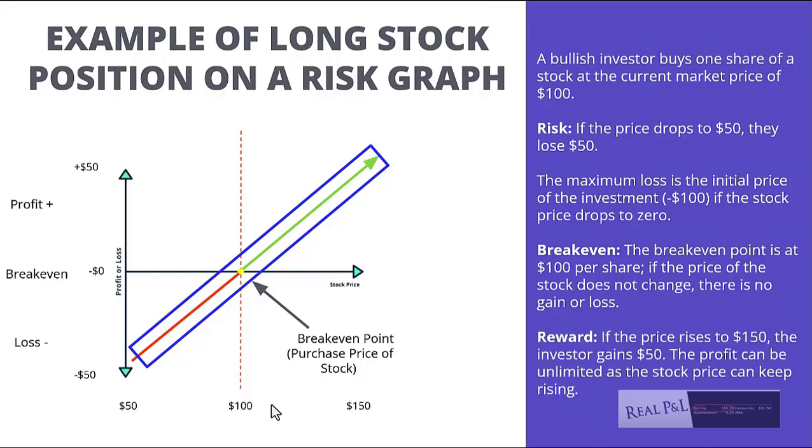Now the reward: if the price rises from $100 to $150, the investor gains $50, because we can look up here and see that it's going to be up $50 right here. So it went this way. And the profit can be unlimited, as the stock can just keep rising. So this line could go on forever, depending on the stock price. Currently at 150, you can see where it would meet, and it would be up $50.